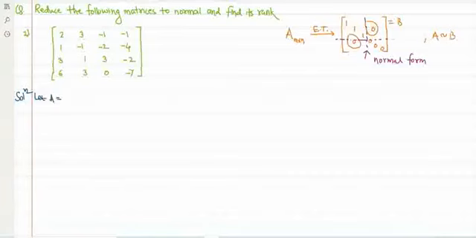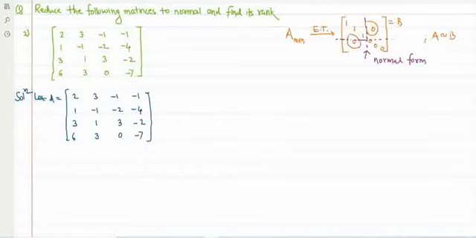So first step, I will call the given matrix as A. Suppose I will write the given matrix as it is. A is equal to first row 2, 3, -1, -1. Second row 1, -1, -2, -4. So what I am doing in the first step, I am calling only the matrix as A. 3, 1, 3, -2, 6, 3, 0, and -7. So this is a matrix of order, yes, what is the order? 4 by 4, not necessary to write.